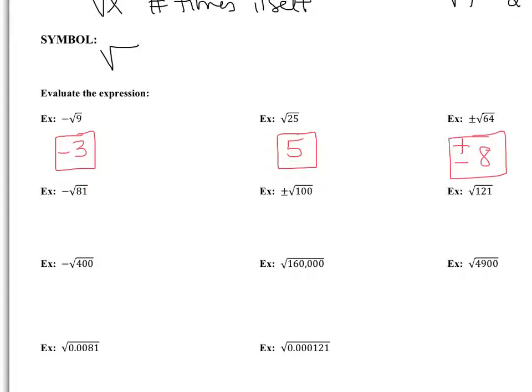So here you're being asked for the negative square root of 81, so negative 9, both square roots of 100, so positive negative 10, and the square root of 121, which is 11.